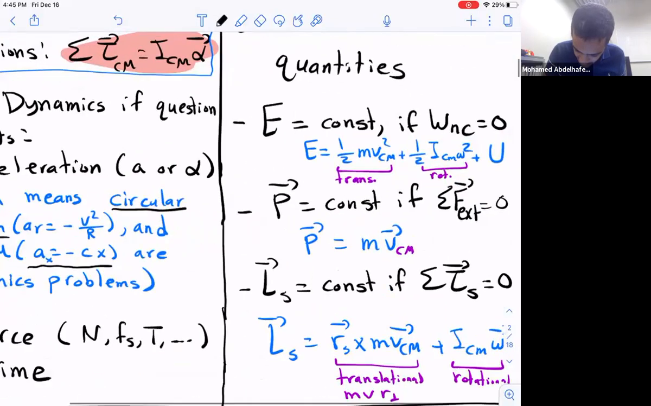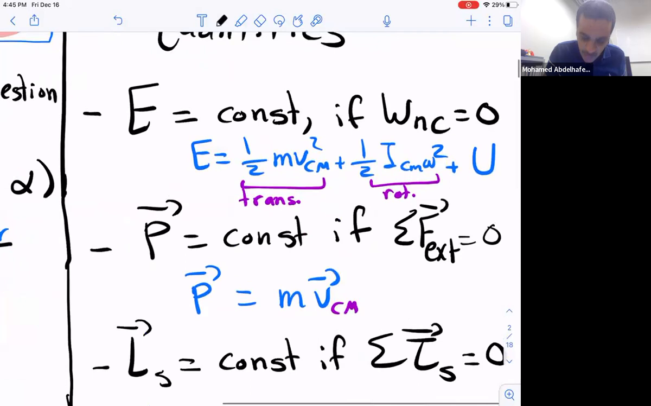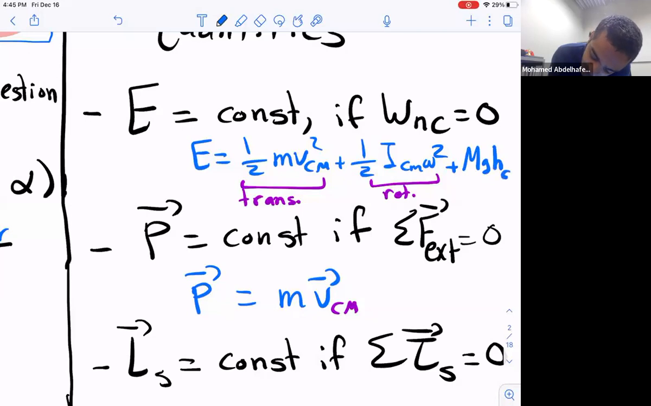Here, I wrote down the general form of energy: 1/2 mv squared if you're translating, 1/2 I omega squared if you're rotating. And U, I'm going to write as mg times the height of the center of mass. That's how you write mgh from now on, because that's where gravity acts.